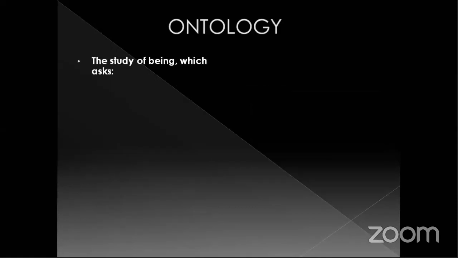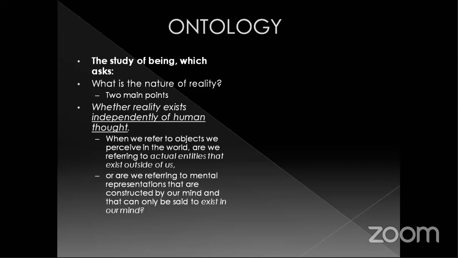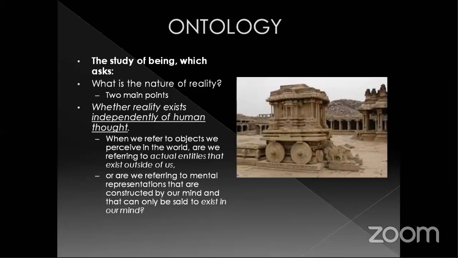Now the ontology, the study of being, which asks, what is the nature of our reality? Two main points: whether reality exists independently of human thought. When we refer to objects we perceive in the world, are we referring to actual entities that exist outside of us, or are we referring to mental representations that are constructed by our mind and that can only be said to exist in our mind?